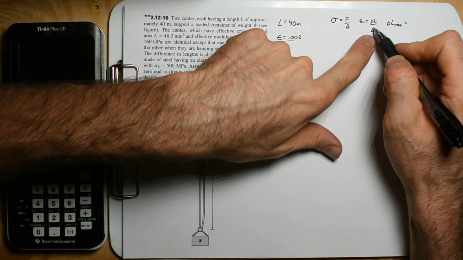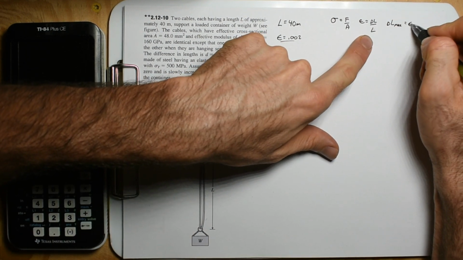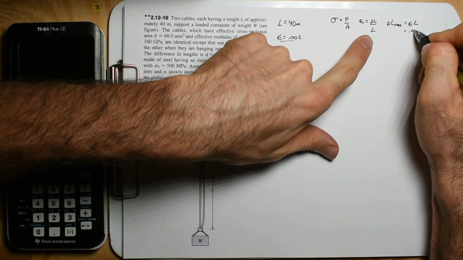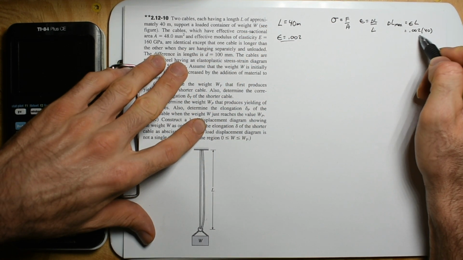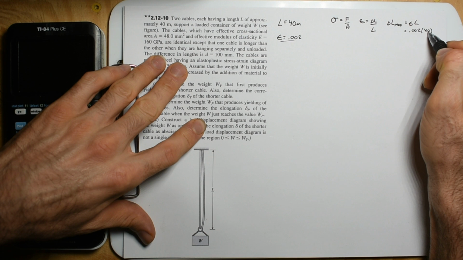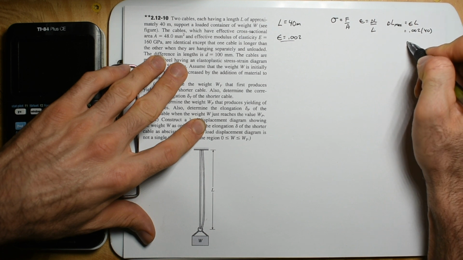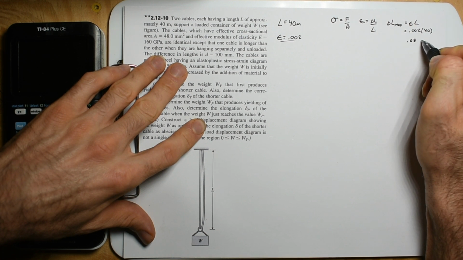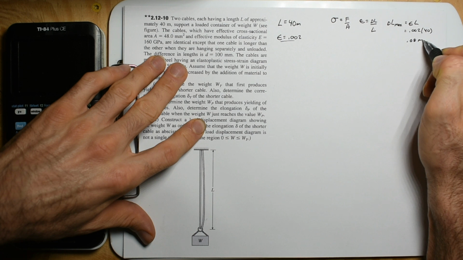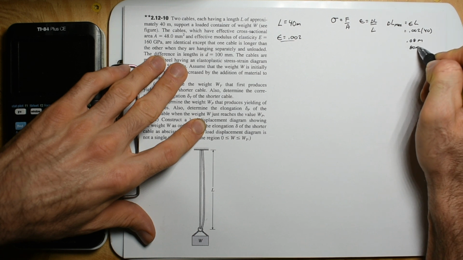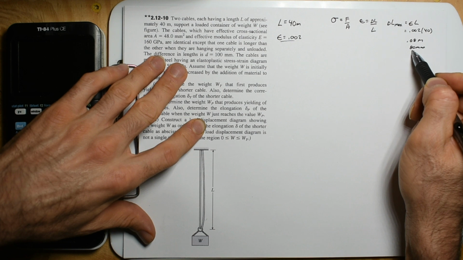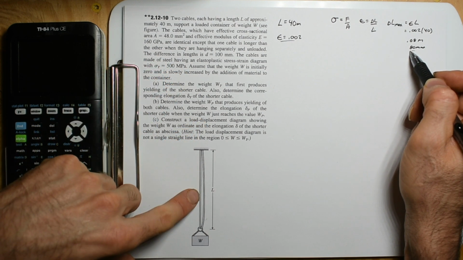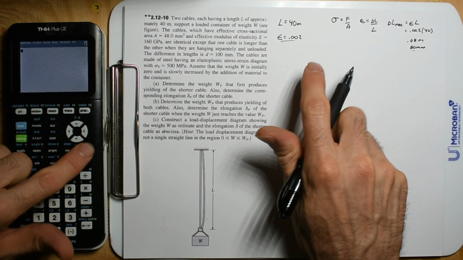So we're going to find the change in length, which is 0.002 times 40, and we can probably do this in our head. It's going to be 0.08 meters, and that's 80 millimeters. So even just right there, one of these cables, well, let's actually do it for real.